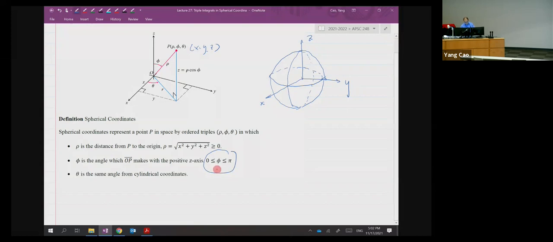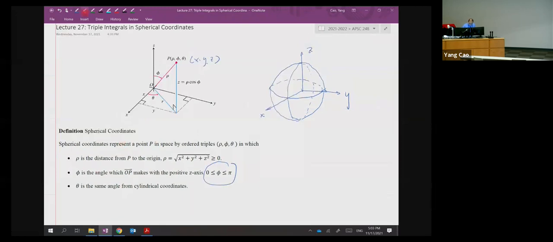If you later try to find the limits for phi and you somehow wrote down, for example, phi equal to 5 pi over 2, which is more than pi, then it's not right, because the maximum range for phi is pi. Keep that in mind. And of course, theta can be between 0 and 2 pi. So this is the definition of spherical coordinates.